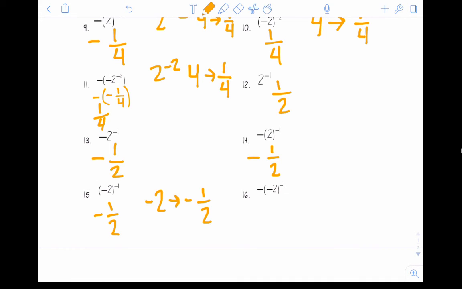Number 16, negative times negative 2 to the negative first power. All right, there's a lot going on here, so let's start inside of our parentheses. We have negative 2. We're going to raise that to the negative first power. So we're asking ourselves, what's the inverse of negative 2? We just said the inverse of negative 2 is negative 1/2. So I'm going to write that. That's in my parentheses. And then I still have that negative out front. So negative negative 1/2. That's like saying negative 1 times negative 1/2. Negative times a negative is a positive. So this answer is positive 1/2.